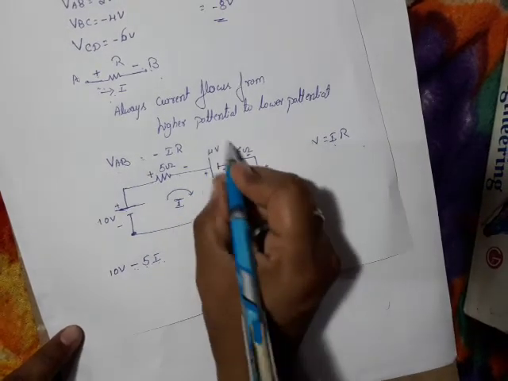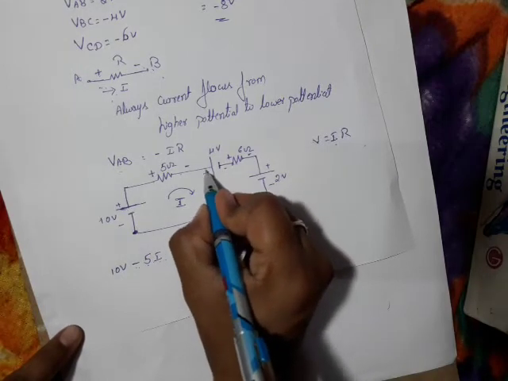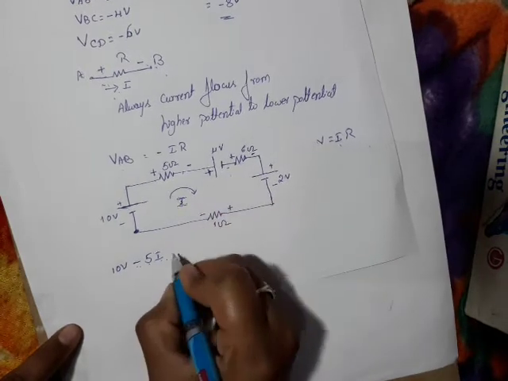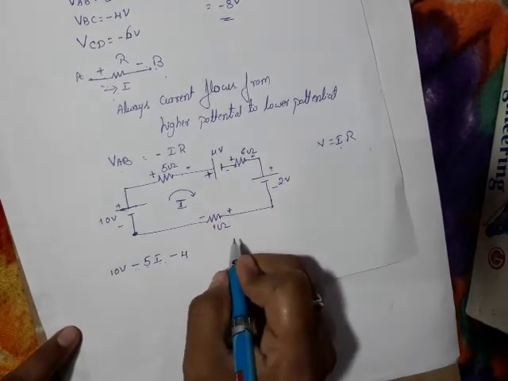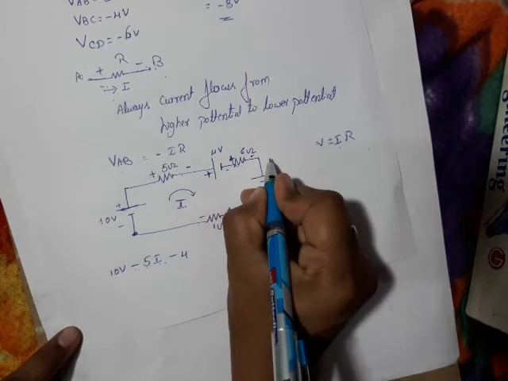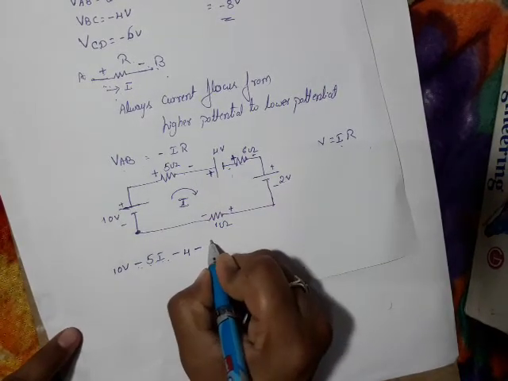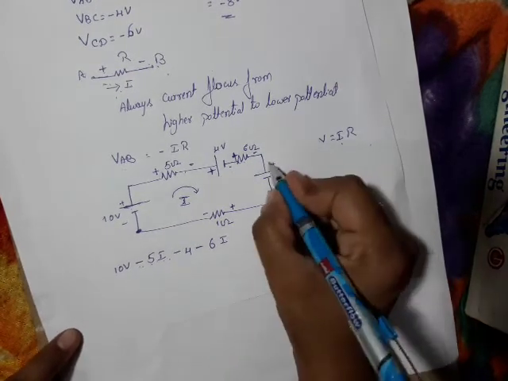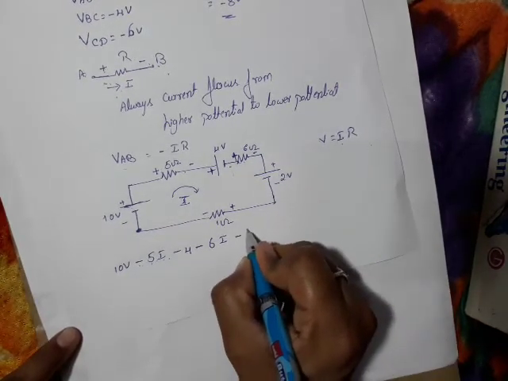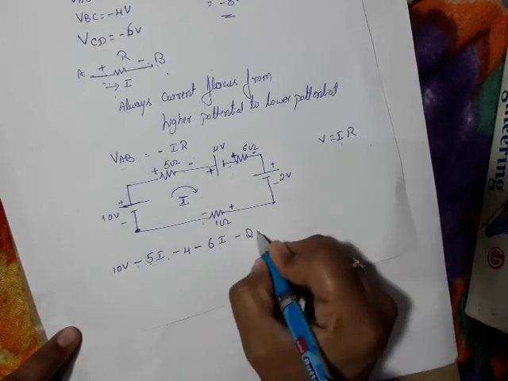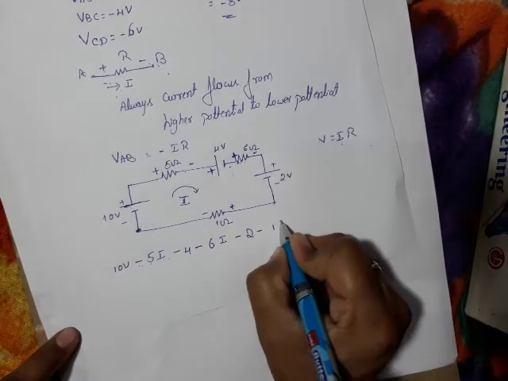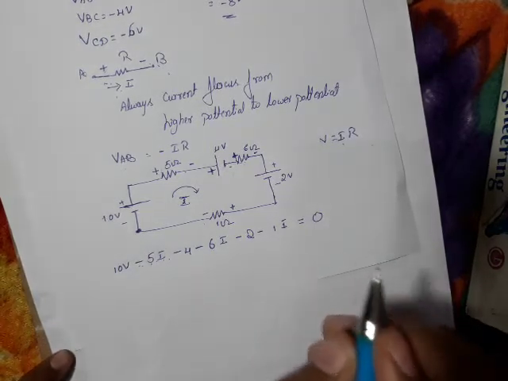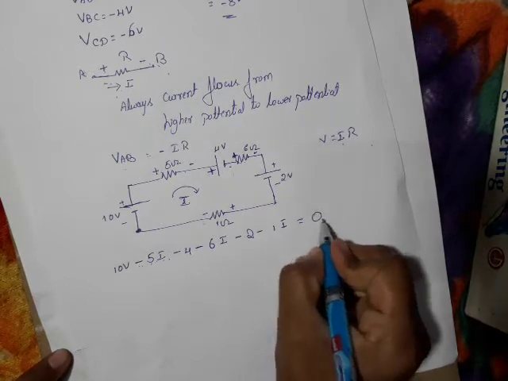Then here we have a voltage source, but we are going in the opposite direction, stepping down, falling with respect to the voltage, minus 4 volts. Again we are stepping down, minus 6 into I, current into resistance. Again we are falling down, minus 2 volts. Again we are falling down, minus 1 into I is equal to 0, because it is an equation. Whenever you are writing an equation, you have to equate it to 0.